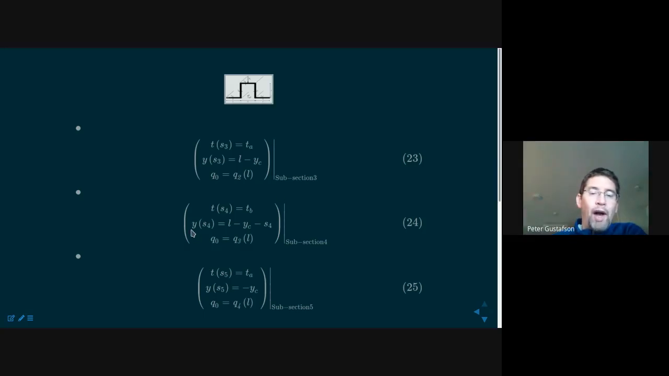The 4th segment, y is a function of s. The 5th segment, y is a constant. In all cases, within the various integral portions, the t is constant.